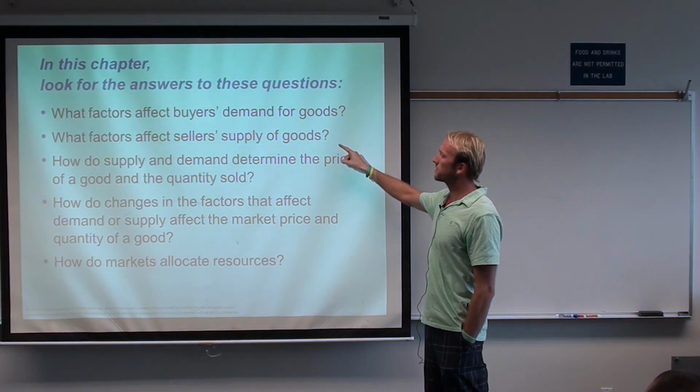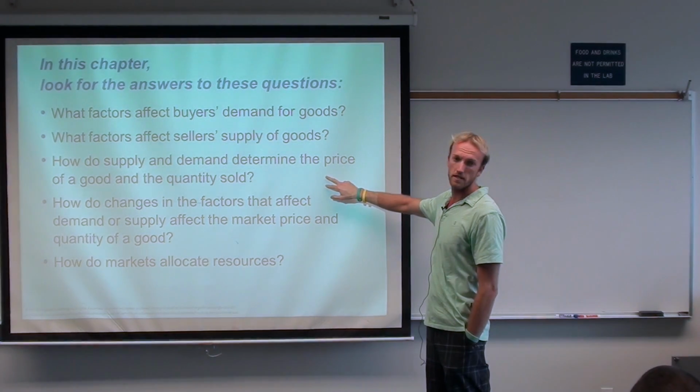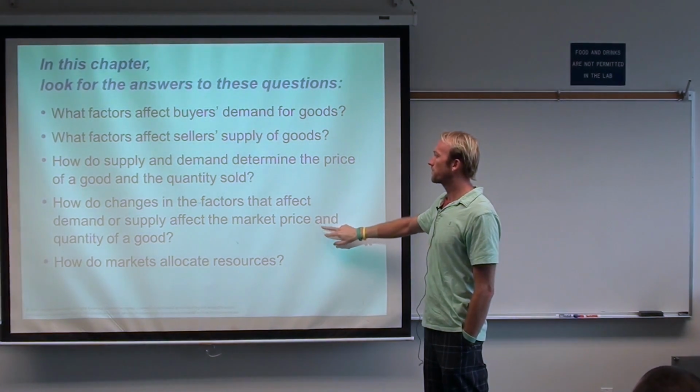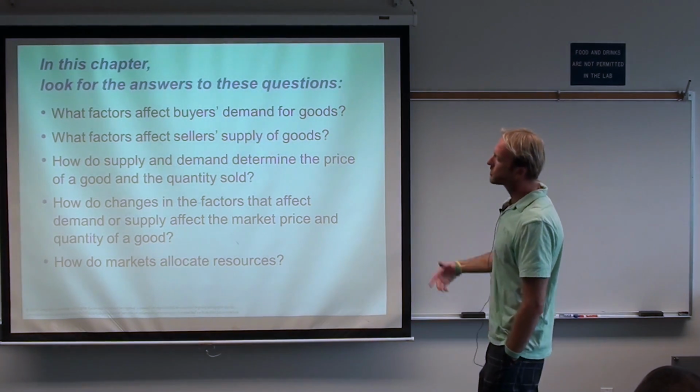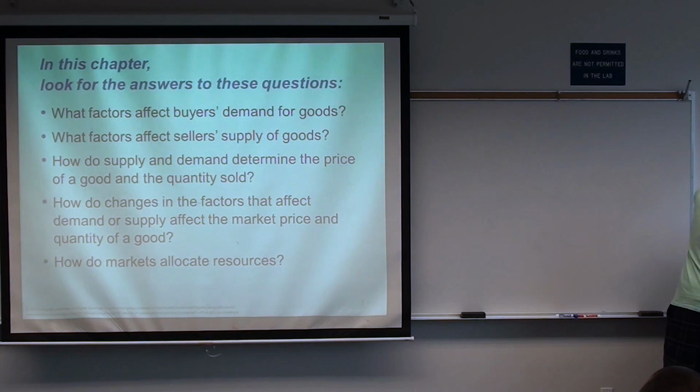What factors affect the supply? What factors affect the demand? How does supply and demand come together and have a price and quantity? Then if we change those things, how does the price and quantity change? That also answers that last question about how do we allocate goods.